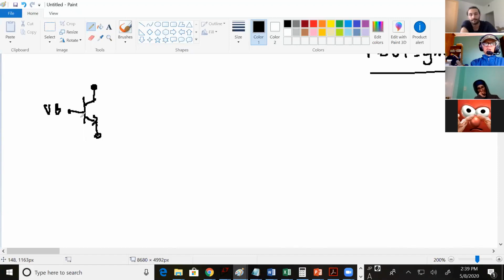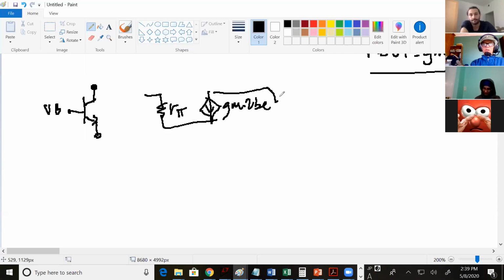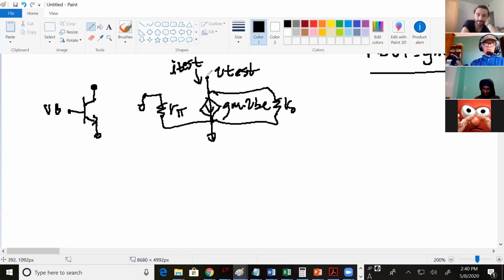So for small signal analysis, I see 1 transistor. So I do the R pi. I have my GM VBE. I have my RO. The emitter is grounded, and the base has a DC voltage on it, so I get to ground that. And then I'm trying to find how big the resistance looks at that node. So does anybody see any simplifications we can do?